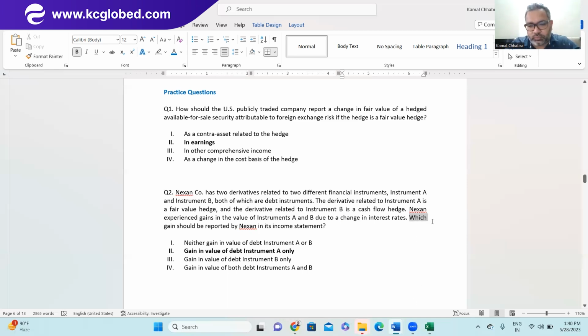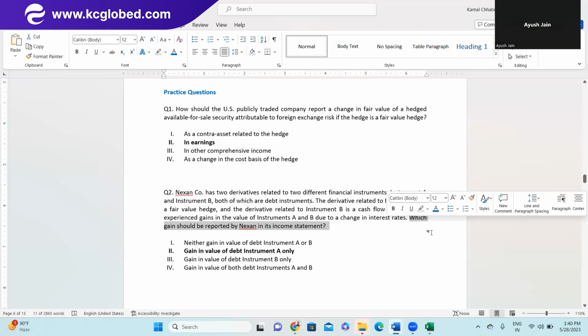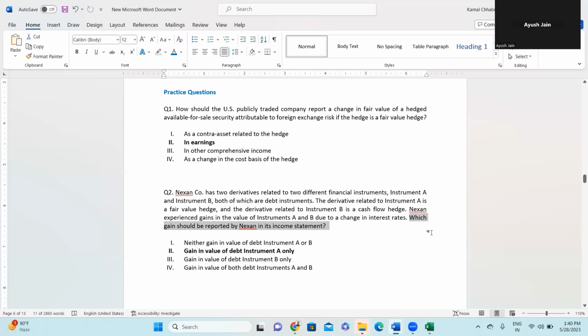So which gain should be reported in the income statement? So it should be answer 2. Answer 2, option 2, right, Santupti?